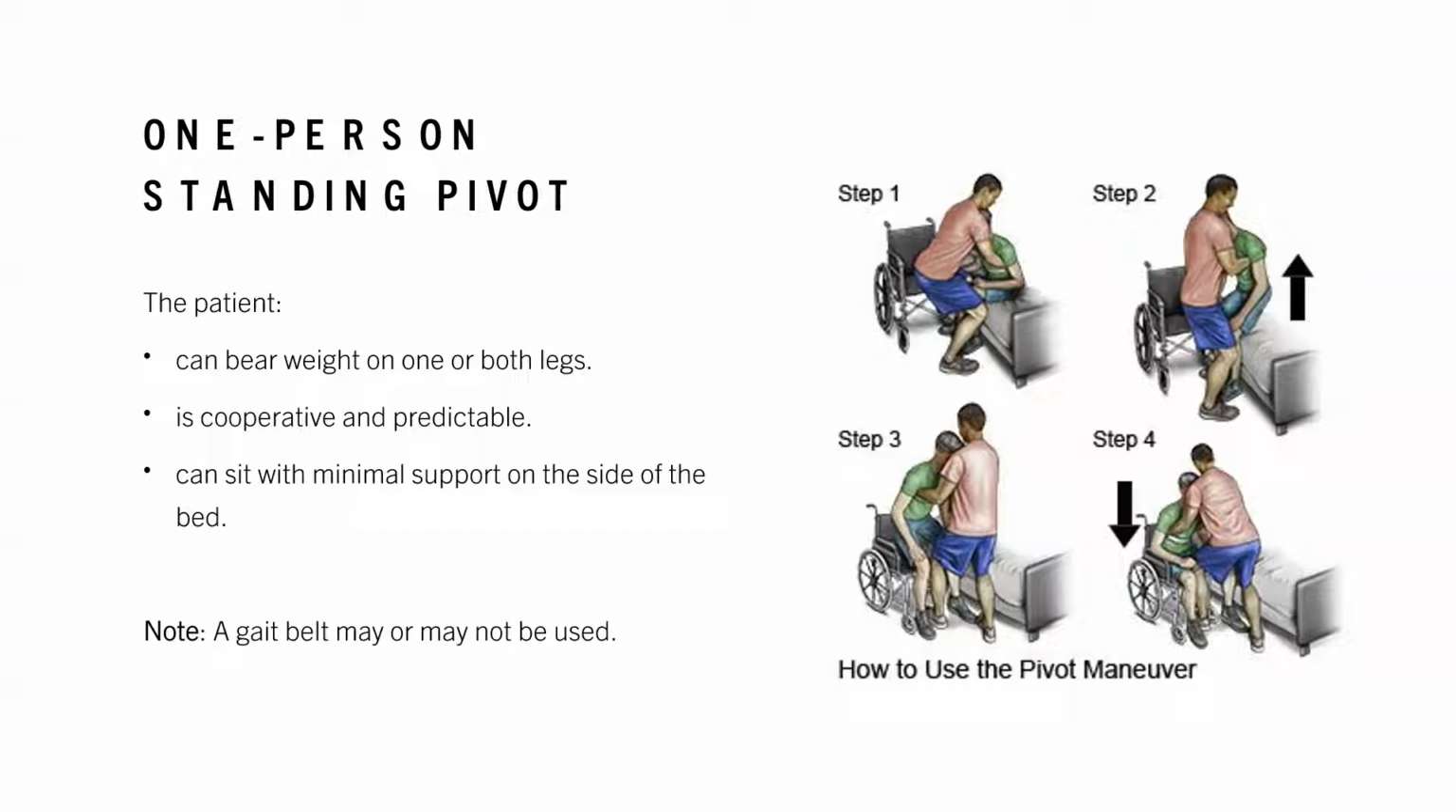And the patient can sit with minimal support on the side of the bed. Okay, so they are able to balance at the side of the bed. They don't fall down at the back. Okay, so a gait belt may or may not be used. I think this is one of the more common techniques that you're going to use when transferring the patient. So you can see from the picture, step 1, step 2, step 3, and step 4.